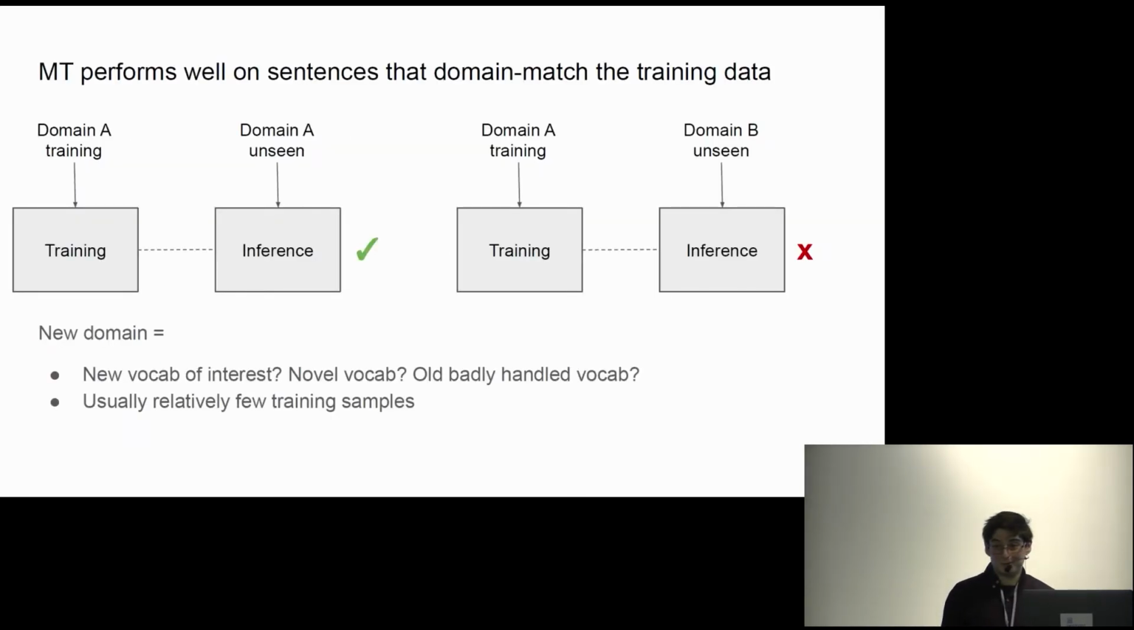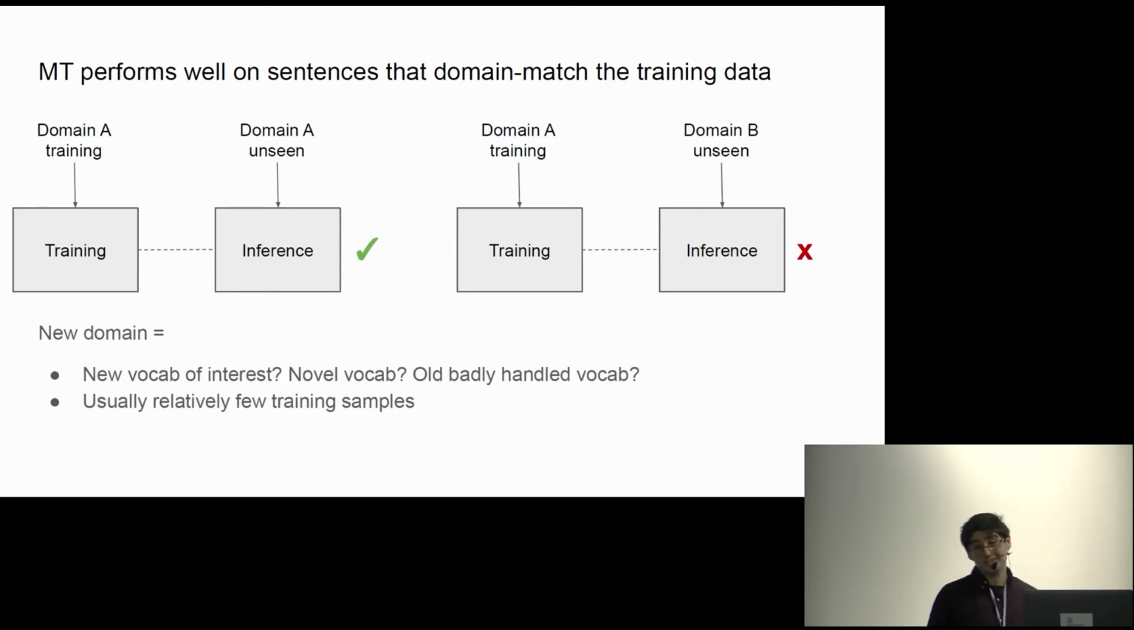So, as you probably all know, if we have an MT system today and we have enough training data, we can get pretty good performance on unseen sentences, assuming those unseen sentences have some kind of domain overlap with the training data. And a domain can mean many different things. It usually comes down to some kind of vocabulary distribution. But there are always going to be new domains.